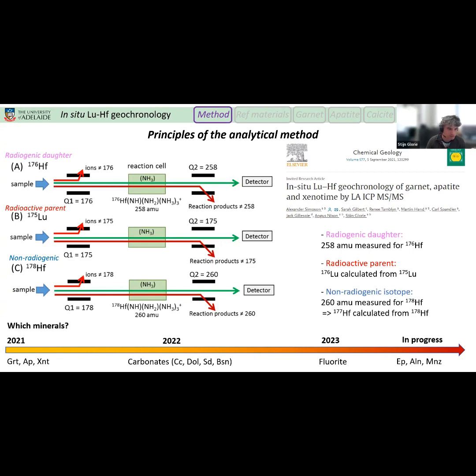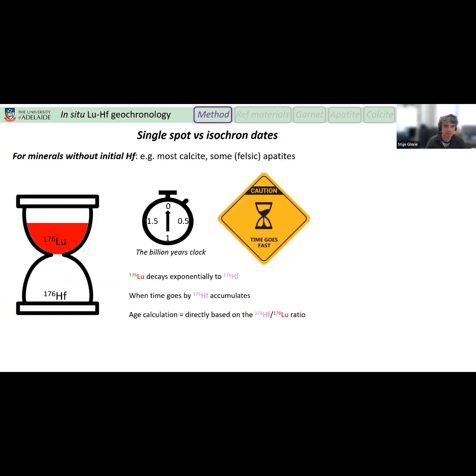Okay. Now, before I start going through different minerals, I want to show a bit about how we calculate dates. How do we measure things? How do we calculate dates? And a bit more textbook theory to get you all on the same page.